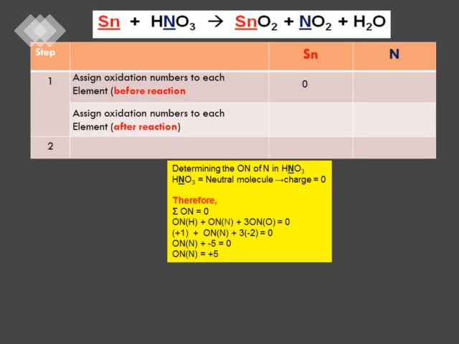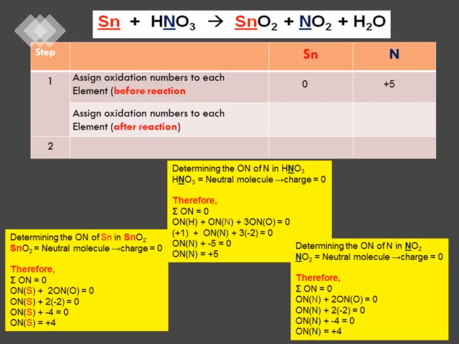Remember that HNO3 is a neutral molecule and its total charge is 0. By including the oxidation number for both hydrogen and oxygen, we get that the oxidation number for N is positive 5. Then we calculate the oxidation number for both stannum and nitrogen after reaction following the given rules, and we get the oxidation number for both stannum and nitrogen is positive 4.